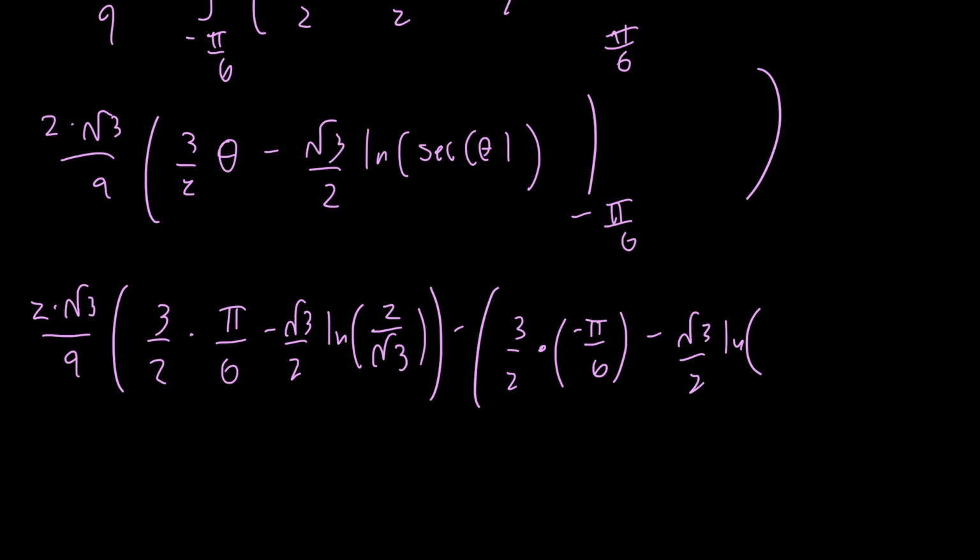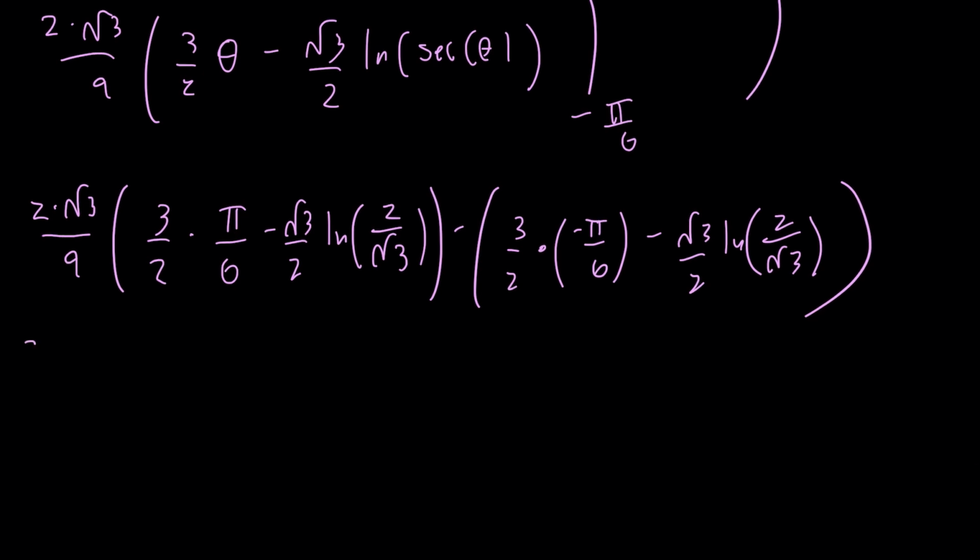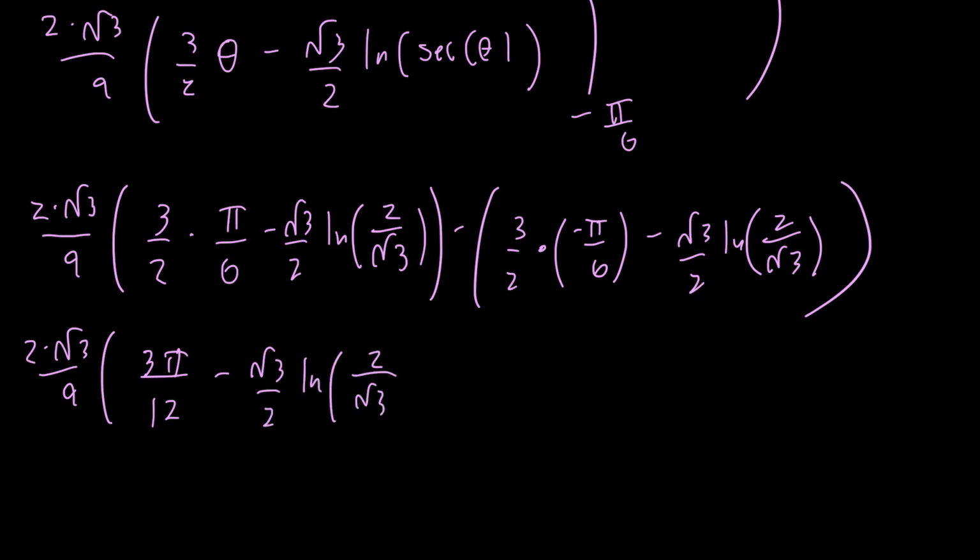That would be the same thing as 2 divided by the square root of 3. So now simplifying some things, we have 2 times the square root of 3 over 9. We're going to have a 3 pi over 12 minus the square root of 3 over 2, the natural log of 2 divided by the square root of 3. And we're going to have a plus 3 pi over 12, and then a plus the square root of 3 over 2, the natural log of 2 divided by the square root of 3.